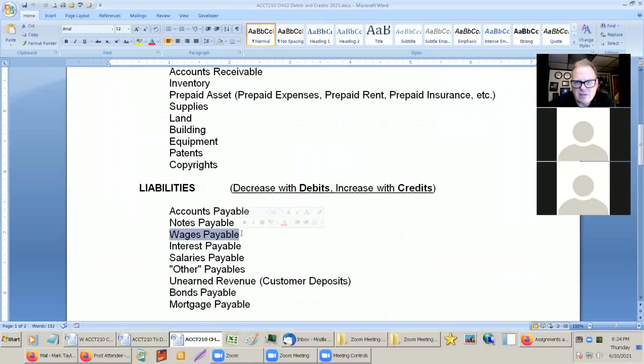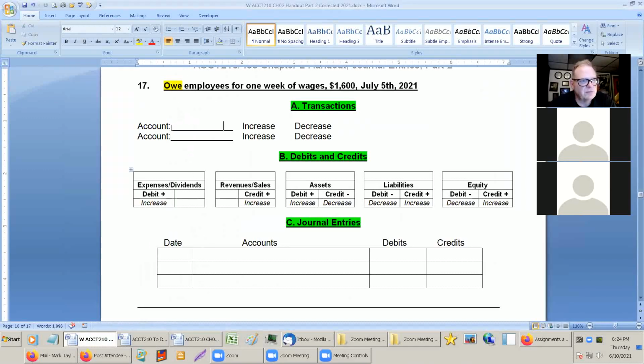Usually it's the same thing as accounts payable. As a matter of fact, on the test, if you put accounts payable, that's fine, because the key thing is it's a liability that we have to pay. So salary expense, you can say wages expense.